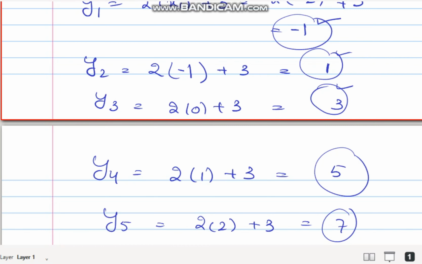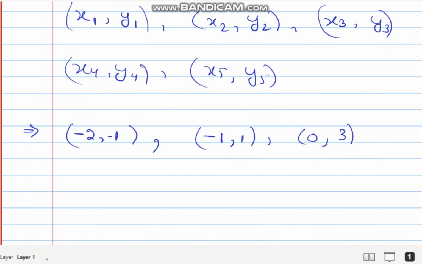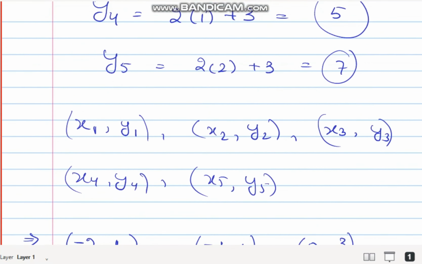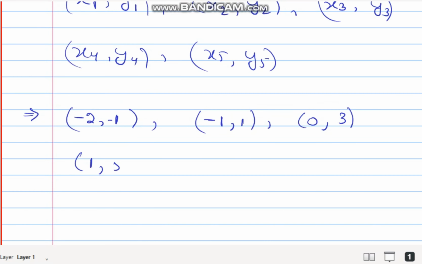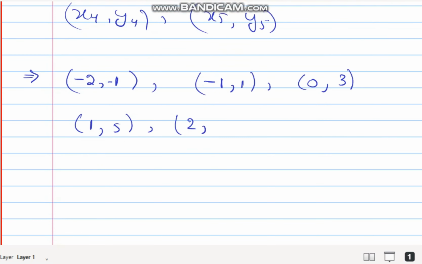Now what is x4? x4 is 1, and y4 is 5, which we found a few minutes back. And what is x5? x5 is 2. And what is y5? y5 is 7. So these are our points.